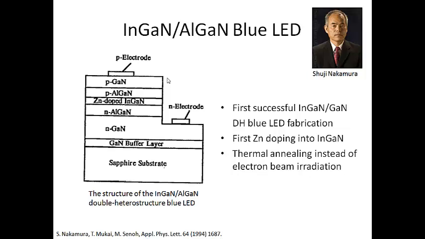Besides, a thermal annealing method was performed instead of electron beam irradiation for the growth of indium gallium nitride on gallium nitride epitaxial layers, forming a more uniform, highly p-type doped gallium nitride layer with low resistivity. This could increase the production efficiency by a lot and made mass production possible.